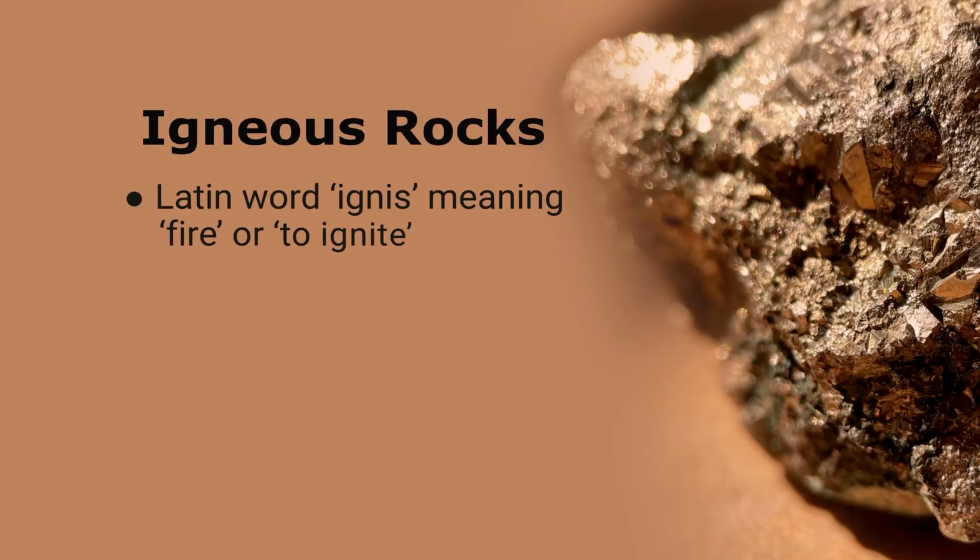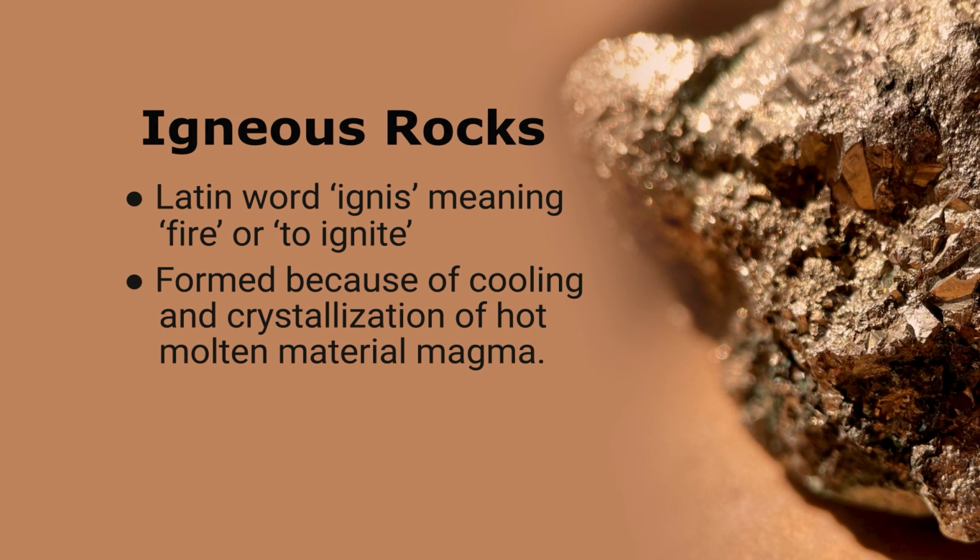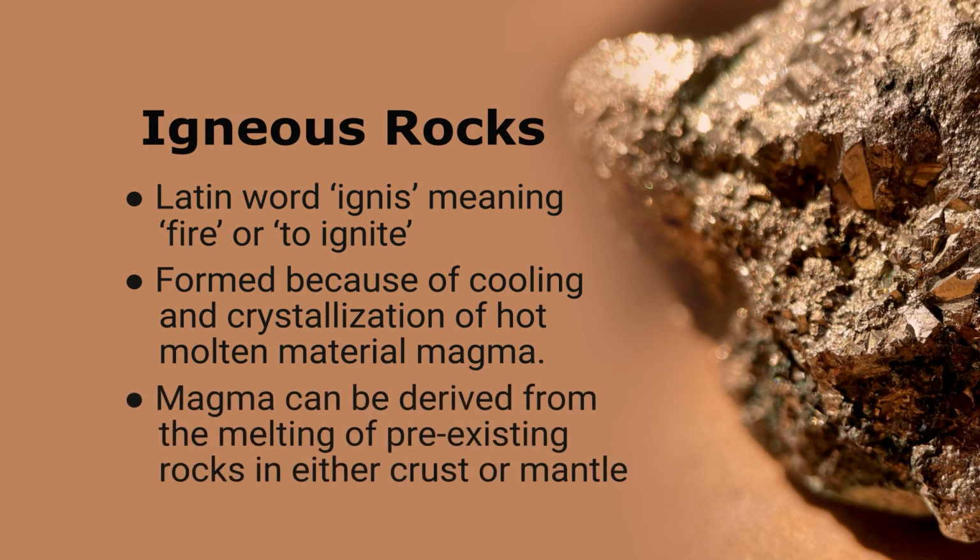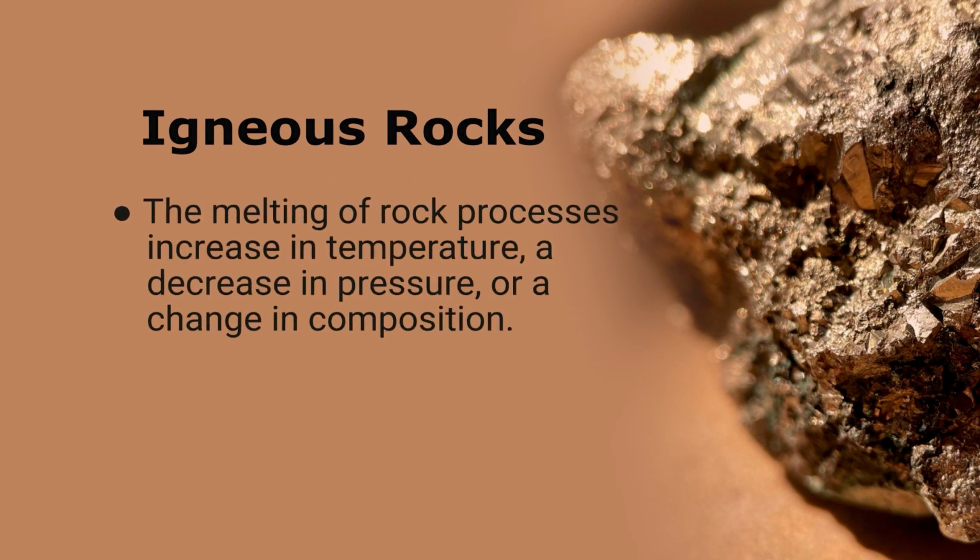Now, let us see the word igneous rock. It is derived from the Latin word ignis. Ignis means fire or to ignite. They are formed because of cooling and crystallization of hot molten material, magma. Magma can be derived from melting of pre-existing rocks, and these rocks can be in the crust or in the mantle. The melting of rock occurs because of either an increase in temperature, a decrease in pressure, or a change in composition.